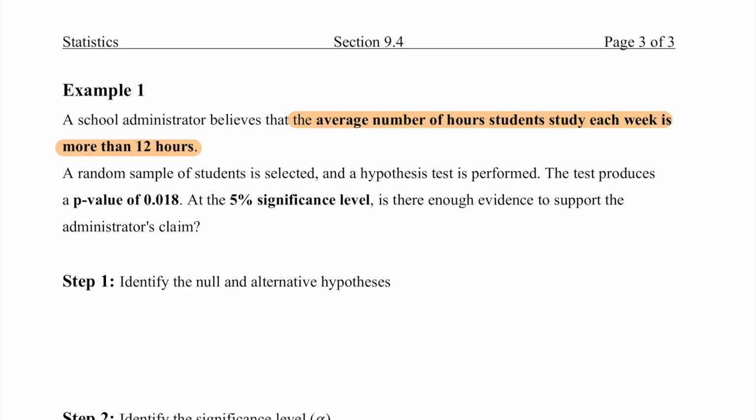Step 1. Identifying the null and alternative hypotheses. Look at the administrator's claim, the average number of hours. We're working with the average, which is the population mean, so we're going to use mu in this problem. They believe that mu is more than 12 hours. So this phrase means mu is greater than 12.